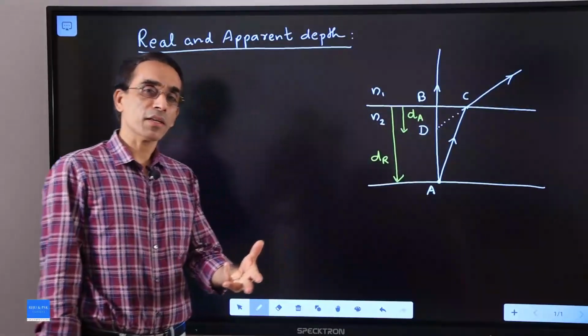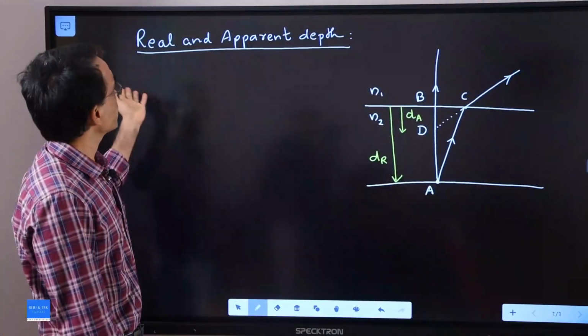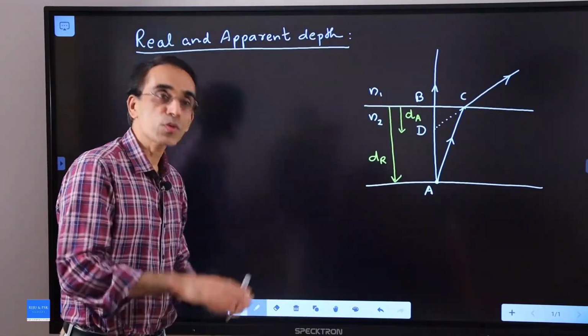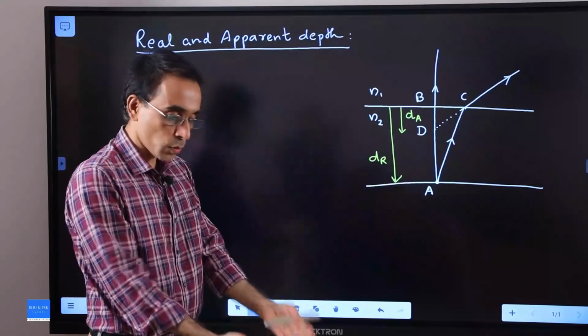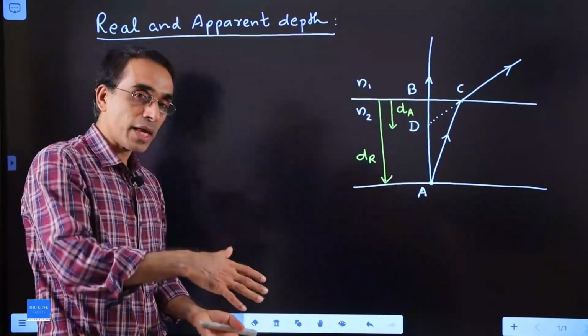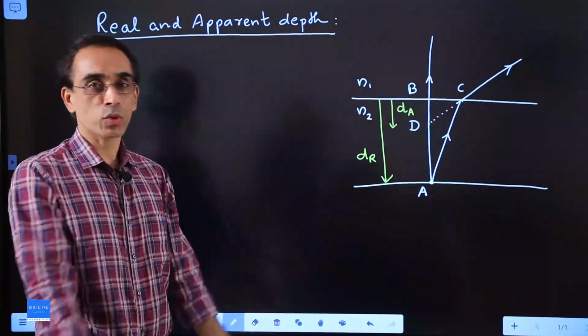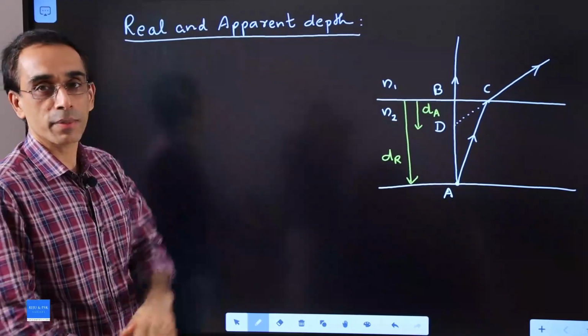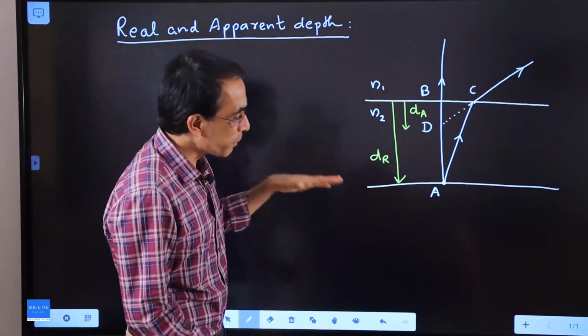As an application of refraction, this is a common experience that if you look into a swimming pool, the bottom of the swimming pool appears to be raised a bit. The depth actually appears to be less than the actual depth. That's why we have two terms, real and apparent depth. Okay, we will prove it like this.